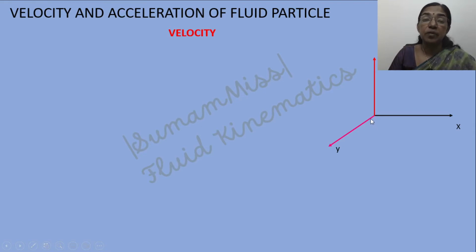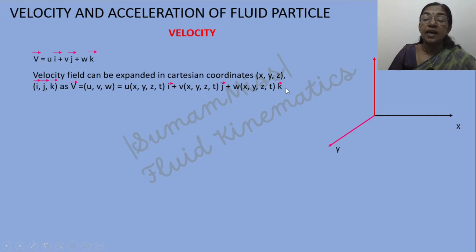Since it's three-dimensional flow, this velocity has components in x, y and z direction. So velocity can be represented as ui plus vj plus wk. Here i, j, k are the unit vectors in the direction of x, y and z respectively. So u is the velocity component in x direction, that means the displacement in x direction with respect to time, and v represents the velocity component in y direction, that means the displacement in the direction of y with respect to time, and w is the component of the velocity in z direction, which represents displacement in z direction with respect to time.